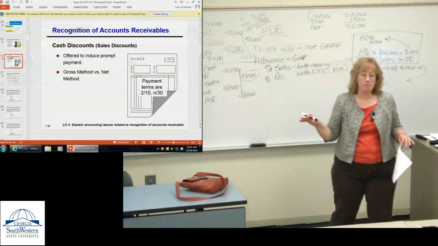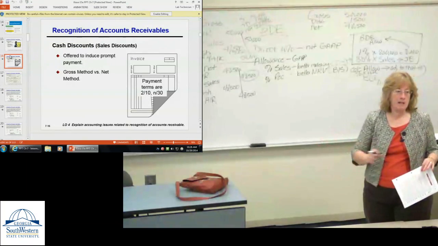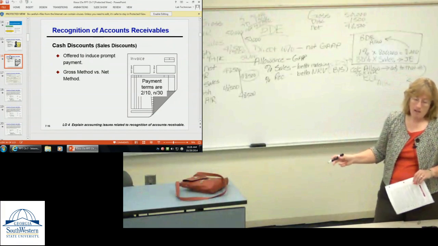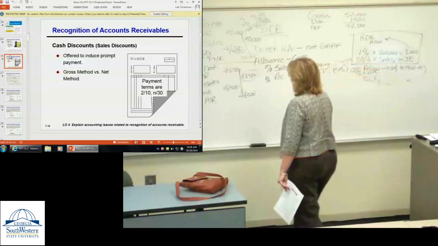It worked out the same way, netted out on the income statement, and it worked out the same way on the balance sheet. In the end, everybody paid and we're all down to 0, right? So that is the gross method and the net method.